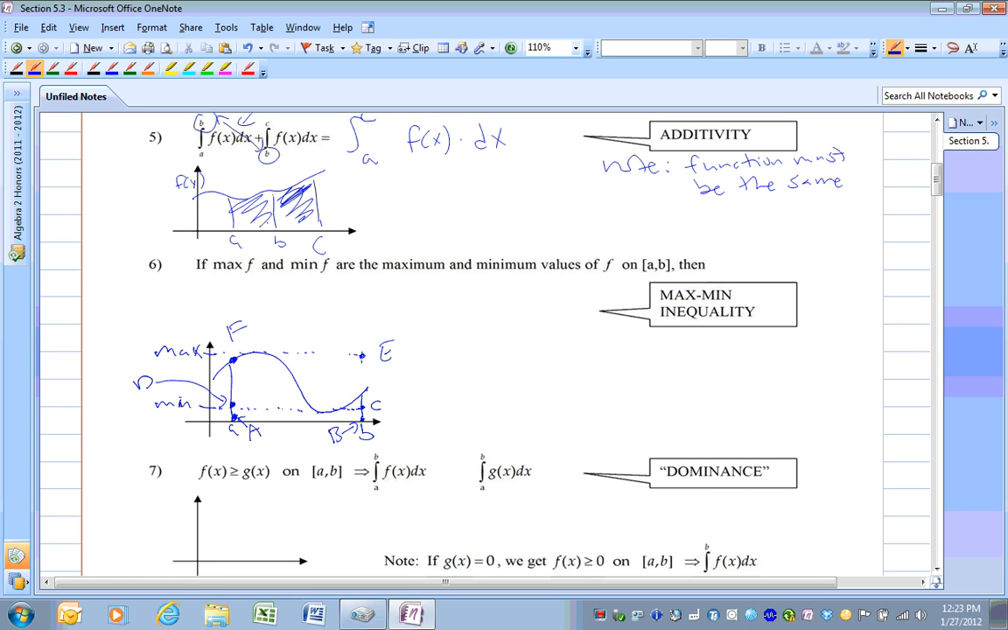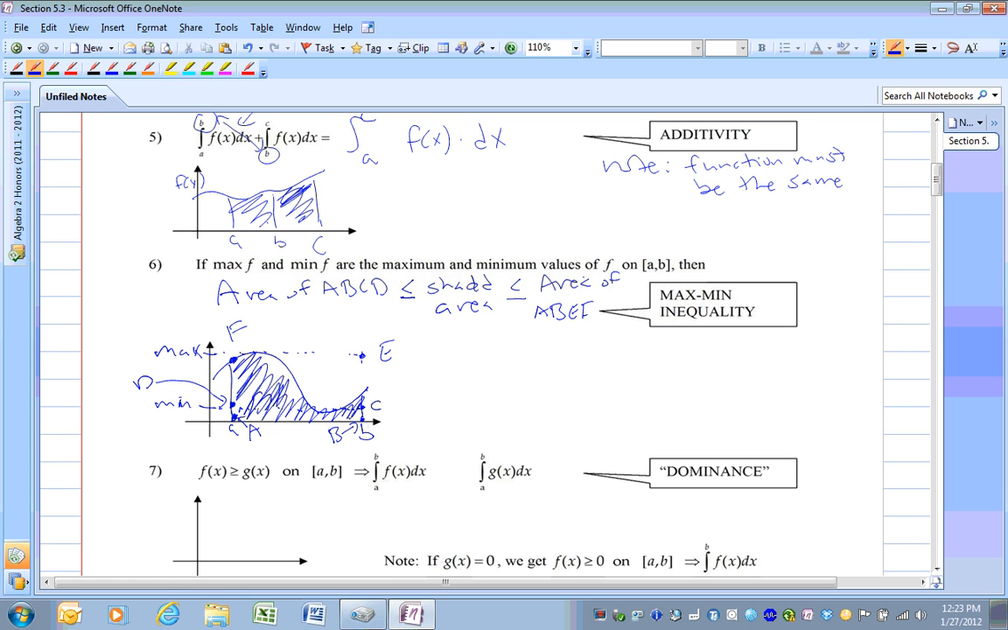So here's the deal. If I have two rectangles to look at, A, B, C, D, the area of A, B, C, D will be less than or equal to, if I shade all this, the shaded area, which will be less than or equal to the area of the larger rectangle.